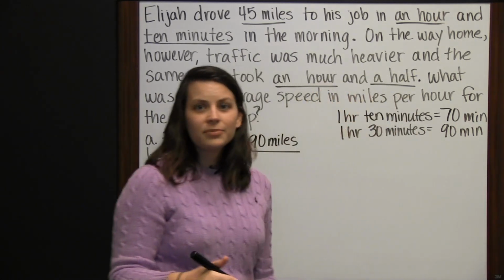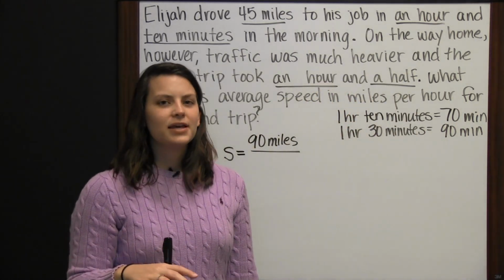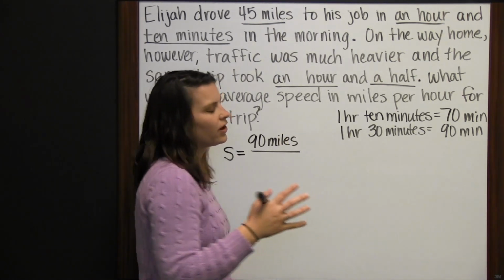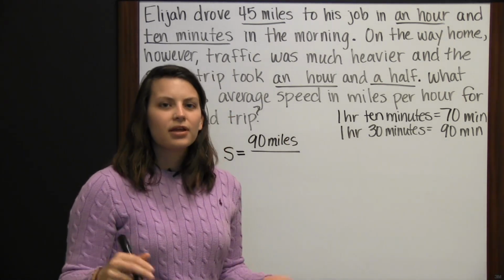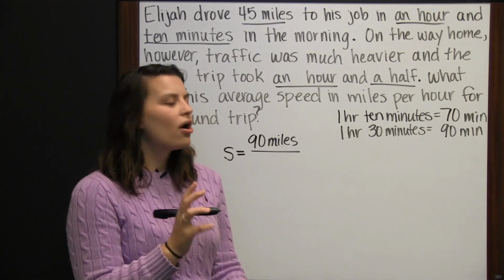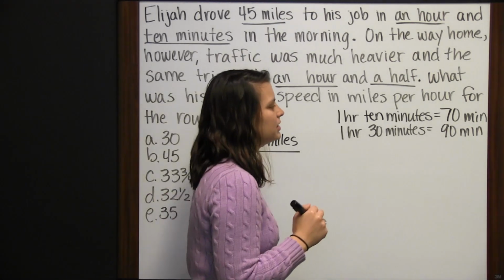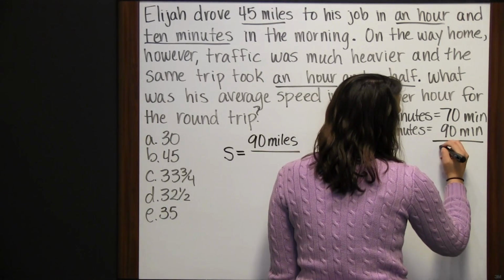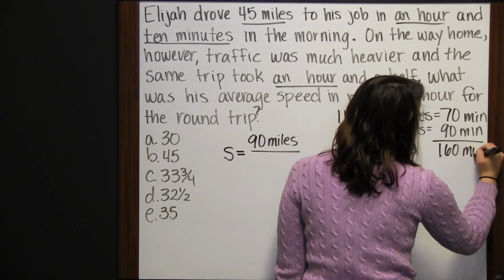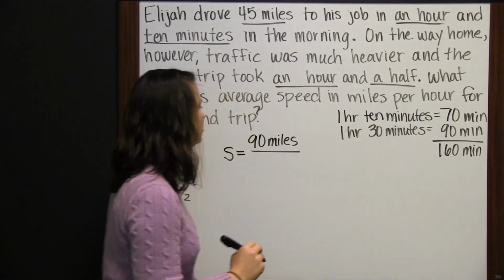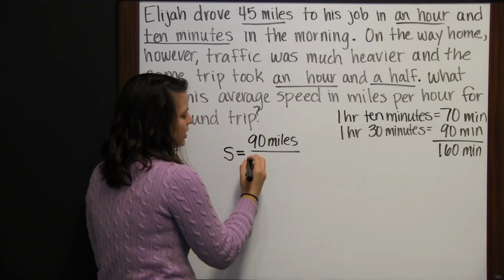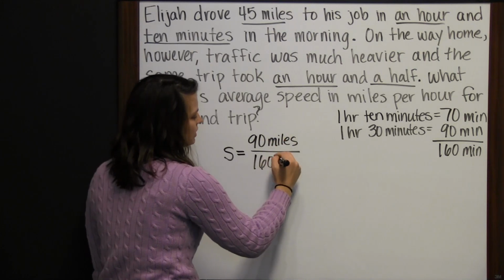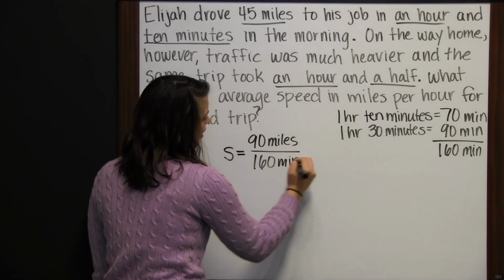And I'm converting the time into minutes just because it makes those units easier to work with. When you've got hours and minutes together, it's easier just to bring them all into that same unit of minutes. So 70 plus 90 is 160 minutes for his total travel time. So again, to calculate his speed, we need to divide his total distance by his total time.